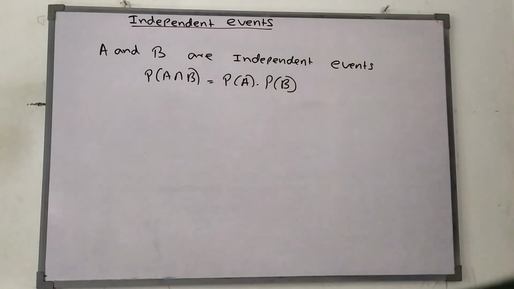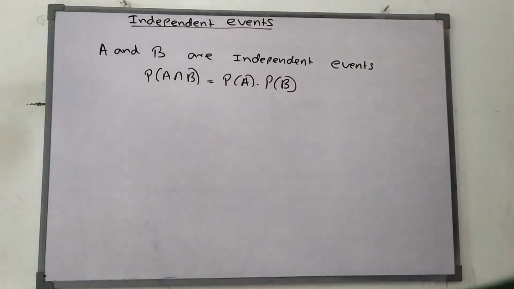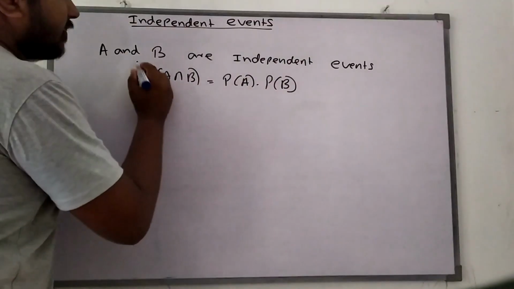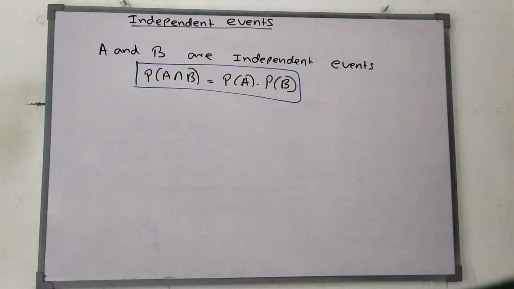The intersection means they are happening simultaneously. Independent means both are not connected. A is one event, B is another event, there is no connection, but they can happen simultaneously. Therefore the intersection appears. So if it is independent, you should understand this is the condition to be satisfied. Using that theory, I'm going to show you a proof.